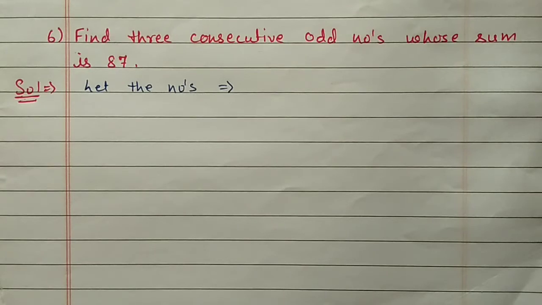Next question number 6. Find three consecutive odd numbers whose sum is 87. So consecutive means which are in continuity and we have to take here odd numbers. So for example, suppose the first odd number I have taken is 5. So the next one will be 5 plus 2, 7 and then the next one will be 7 plus 2, 9. So the difference between odd numbers is 2 here.